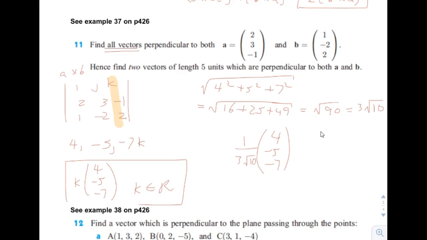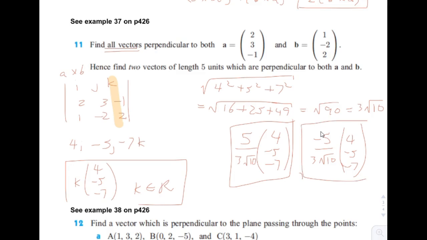And then if we wanted to make this unit vector length 5, all we need to do is multiply it times 5. And now we have a vector of length 5 parallel to 4, negative 5, 7. Now what would be the second vector that would be length 5 and parallel, but in the opposite direction? It would be this one. Okay? So these are both length 5, except one's pointing in one direction and the other's pointing in the other direction.